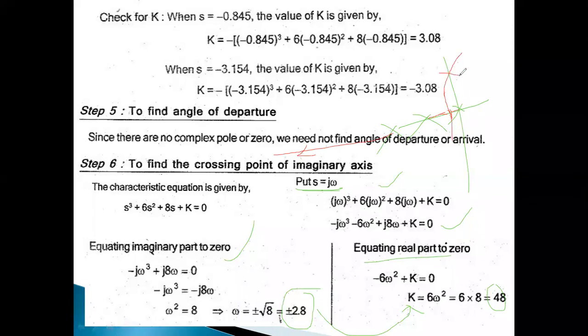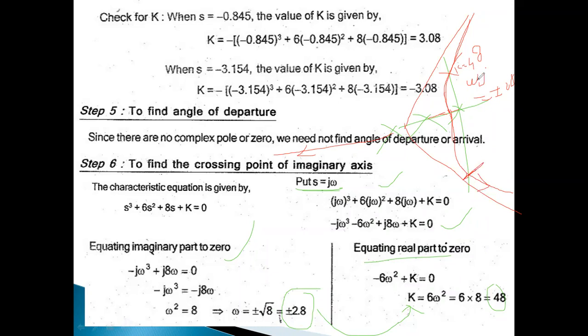It crosses the imaginary axis because our straight line asymptote is something like this. So it reaches infinity along the straight line asymptote. In this fashion, at k equal to 48, the j omega value is equal to plus or minus 2.8. That means one root locus branch is moving in this direction, along one more asymptote. So at this point, it crosses the imaginary axis.